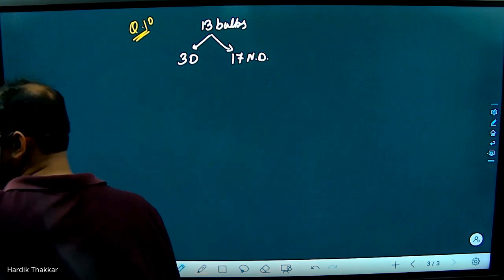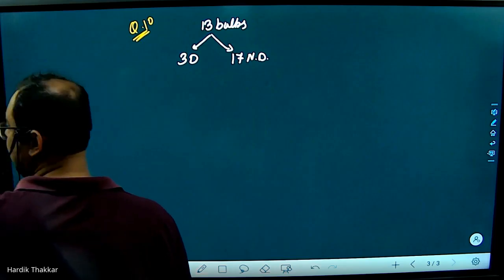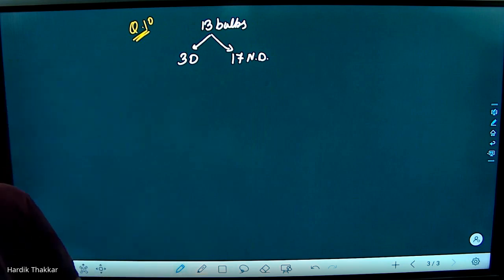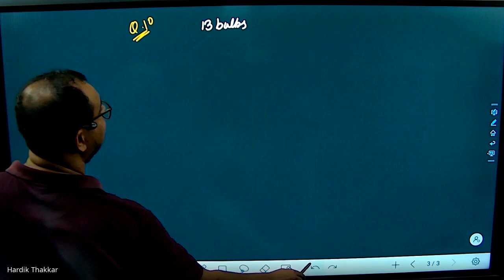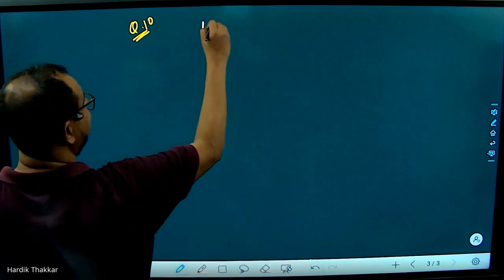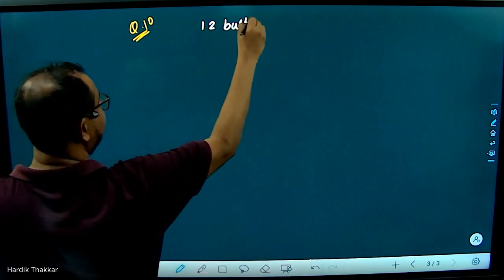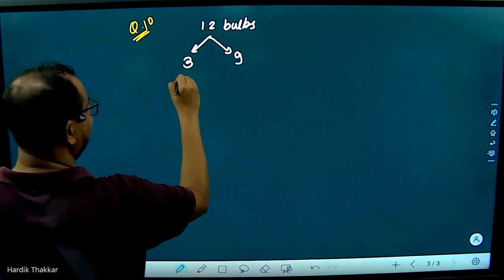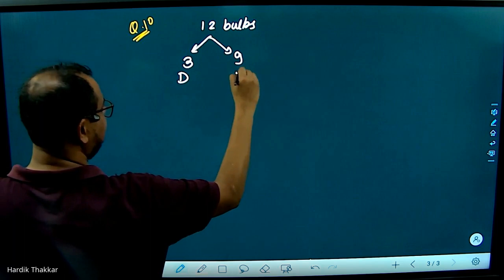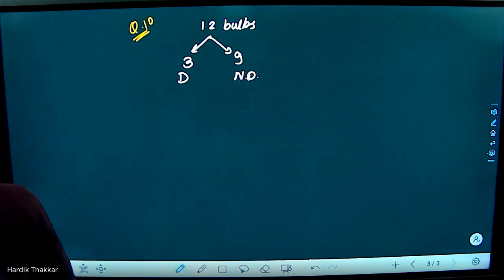Further, a sample of 3 bulbs is selected from the box. Three are already included, because it says that it contains 12 bulbs of which 3 are defective. Oh, sorry, I have written something wrong here. A box contains 12 bulbs. In total, it has 12 bulbs, out of which 3 are defective and the remaining 9 are non-defective. So 3 are defective, 9 are non-defective. Is it correct? Okay.